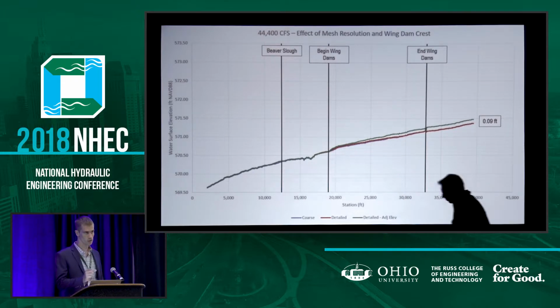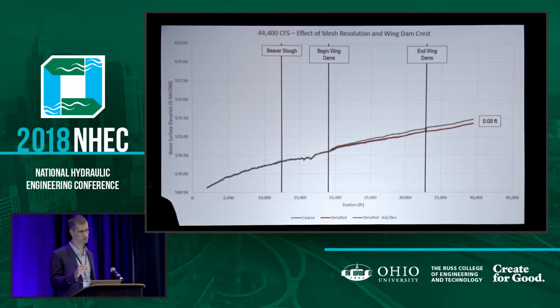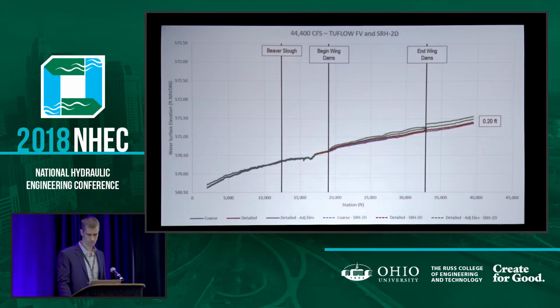So I also looked at incorporating the elevations of the crest of the wing dams into the model, and that had a little more of an effect. You could see about 0.09 of a foot at the upstream end. And then when I added in SRH2D, the dashed lines unfortunately are not showing up here, but the top green line is SRH2D with adjusting the crest elevations of the wing dams. SRH2D is showing a little more energy loss than 2-flow FV was, but overall, similar conclusions.